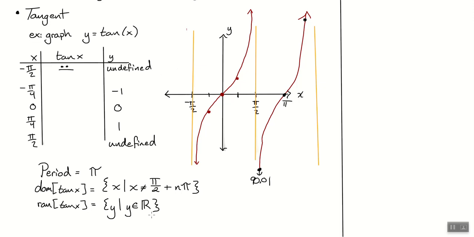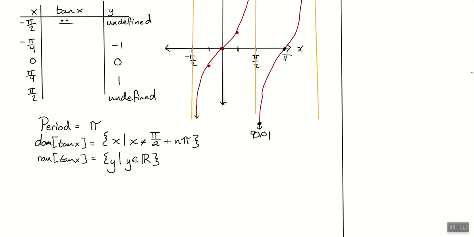Other things worth mentioning, but I'm not going to talk them out. Where did we start? On our most basic, what's the furthest left of that first period that we look at? Negative pi halves. And where do we start? It's kind of weird because we don't really start there because it's undefined, but that's our first asymptote, right?